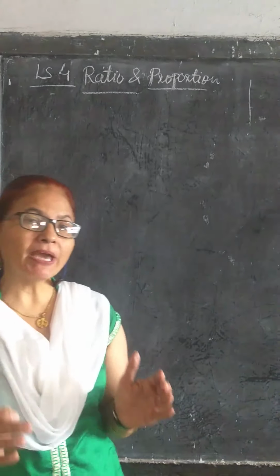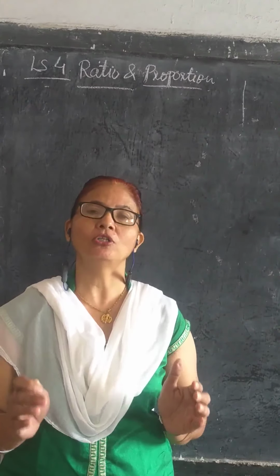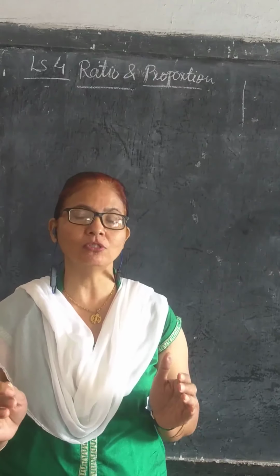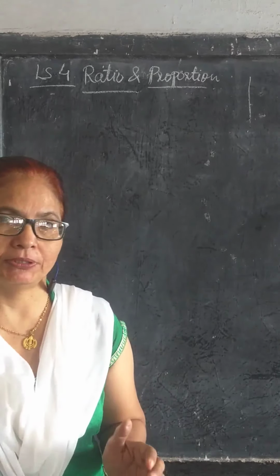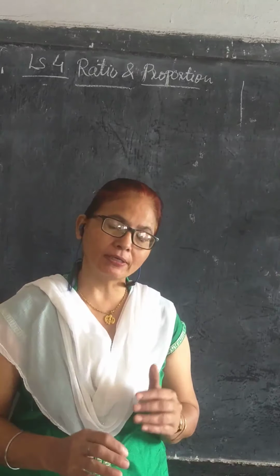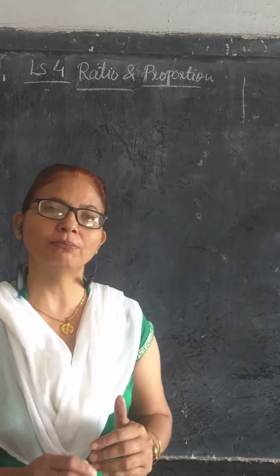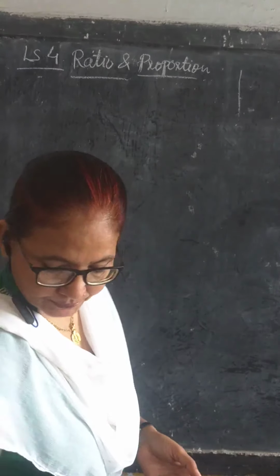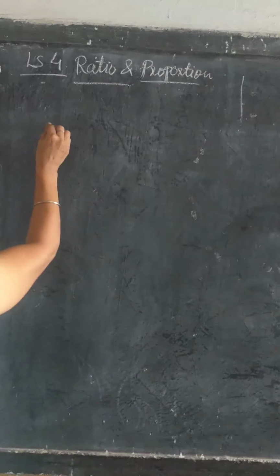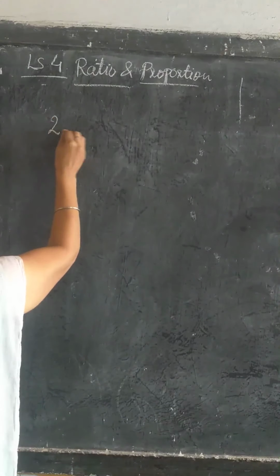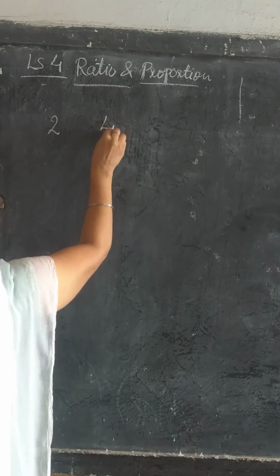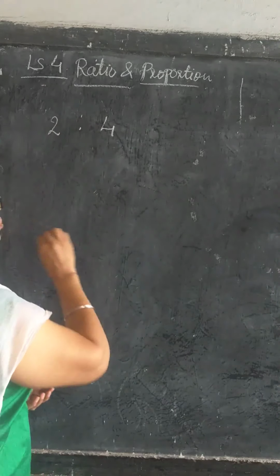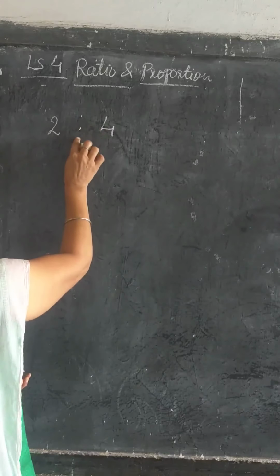Ratio means the comparison of two things or two quantities, or two amounts of the same type. So ratio means comparison of two numbers of the same type. Now let's see. Suppose you have to compare the ratio of 2 and 4. So the ratio is what? Comparison of two numbers, and this is shown by this symbol.